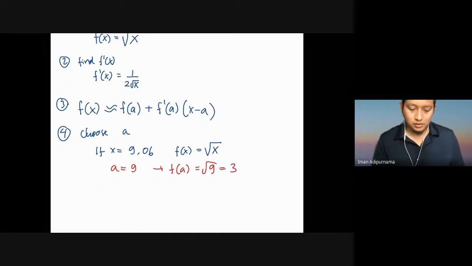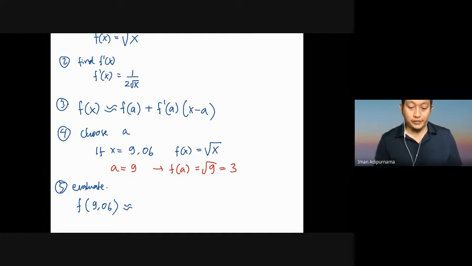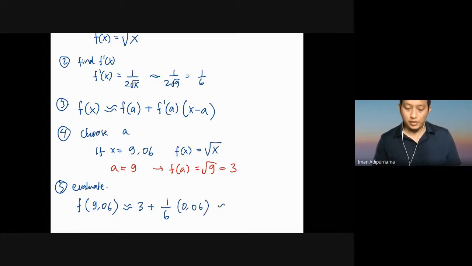And then evaluate all the things here. So f of the number that we want to evaluate, this will be f of a. f of a is 3 plus f prime a. This will be 1/2, and this will be 1 over 6. Okay, and the delta will be 0.06. This will be resulting around 3.01.